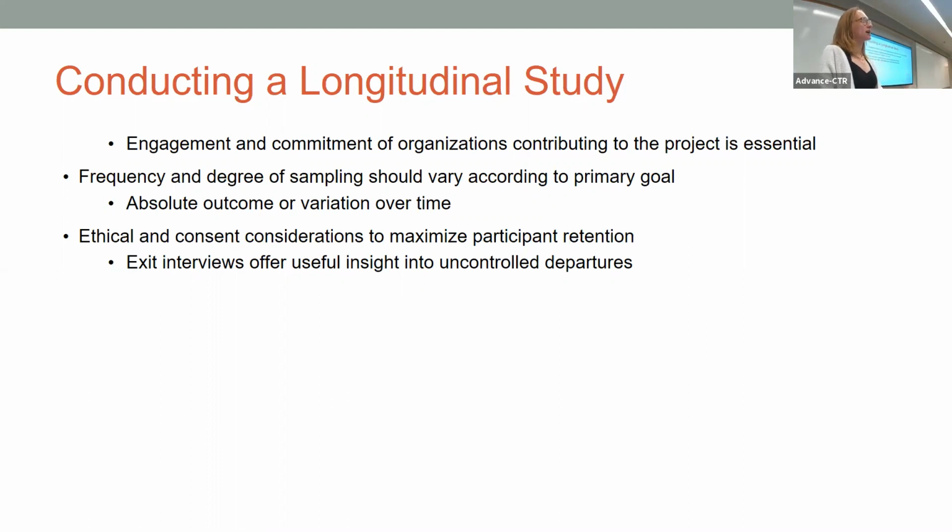In that map, I showed you following up 1, 2, 3, up to n times. So the frequency and the degree at which you're sampling should vary according to your primary goal. So do you care more about how much an individual's weight changes over time from month to month? Or do you care more just about how much it changes from the beginning to the end of the year? That will give you some sort of insight into how often and how many follow-up visits you should have.